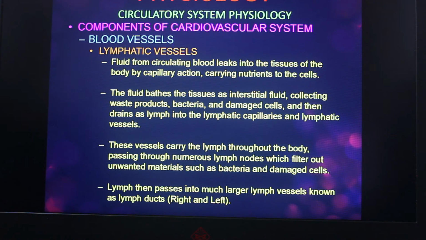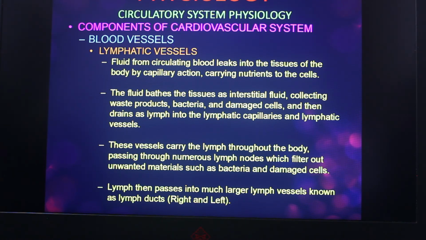Fluid from circulating blood leaks into the tissue of the body by capillary action, carrying nutrients to the cells. The fluid bathes the tissues as interstitial fluid, collecting waste products, bacteria, and damaged cells, and then drains as lymph into the lymphatic capillaries and lymphatic vessels. These vessels carry the lymph throughout the body, passing through numerous lymph nodes, which filter out unwanted materials such as bacteria and damaged cells.